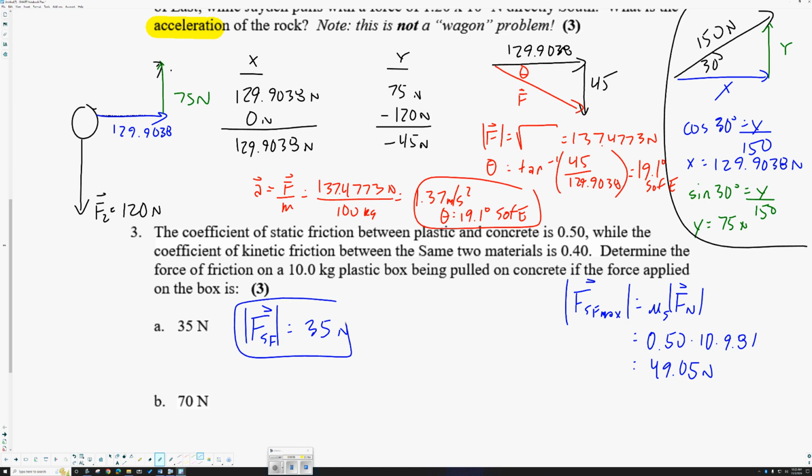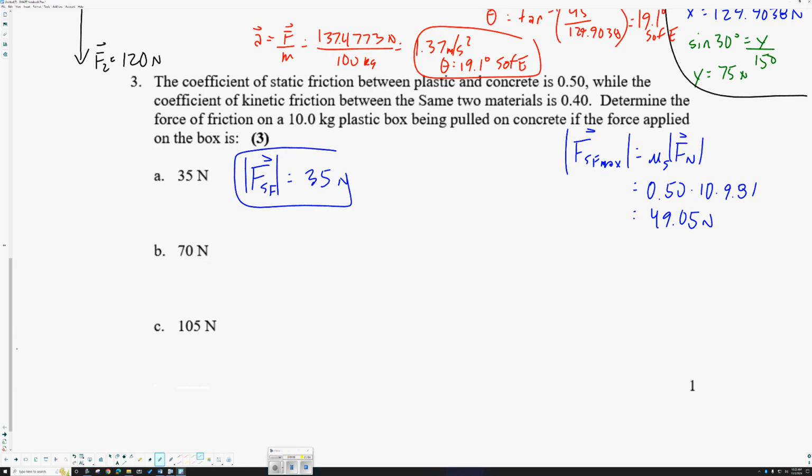B, push with 70 newtons. Does it move? It does. The max force of static friction is 49. I got to apply a force bigger than 49 to get it moving. When I apply a force of 70, it moves. So let's find that force of kinetic friction now that it's moving. This is going to be 0.40 times the normal force, which is going to be 10 times 9.81. Calculate that value to 2 digits, it gives me 39 newtons. That's the force of kinetic friction.